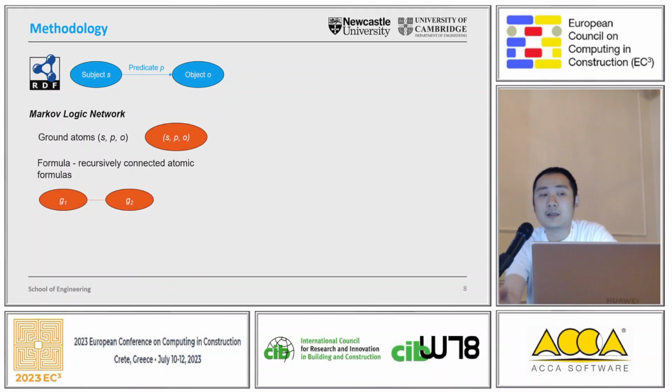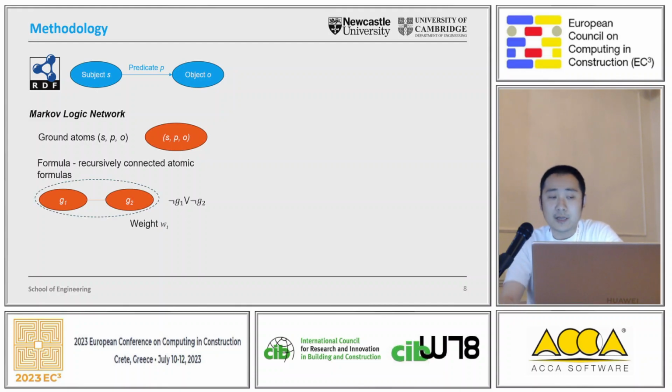The next concept in the Markov logic network is the formula. The formula is made of atomic formulas that are recursively connected together. For instance, this is a logical statement, which means that the two groundings, or the two facts, G1 and G2, cannot happen simultaneously. So either one of them is true, or none of them is true.